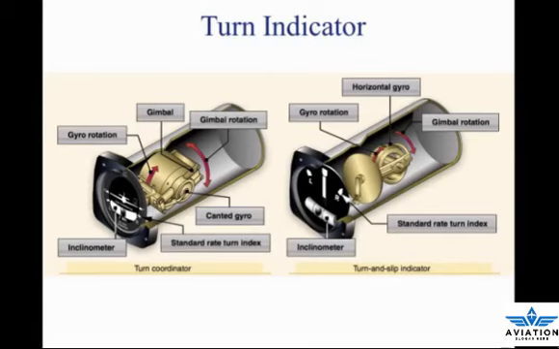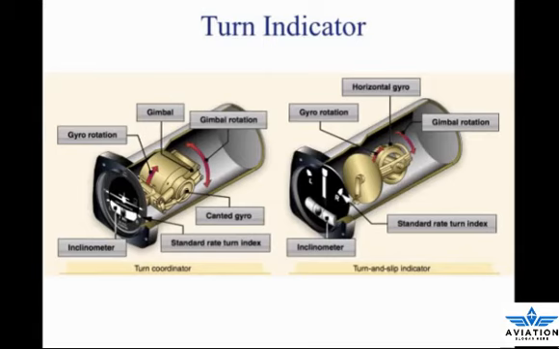turn. The gimbal in the turn coordinator is canted. Therefore, its gyro can sense both rate of roll and rate of turn. When rolling into or out of a turn, the miniature aircraft banks in the direction the aircraft is rolled.